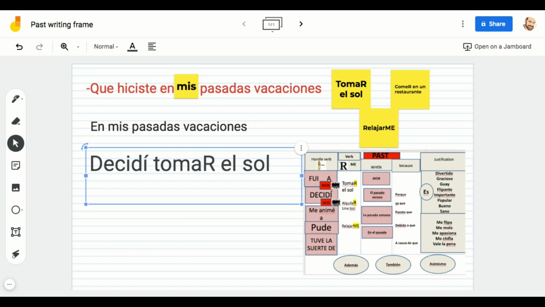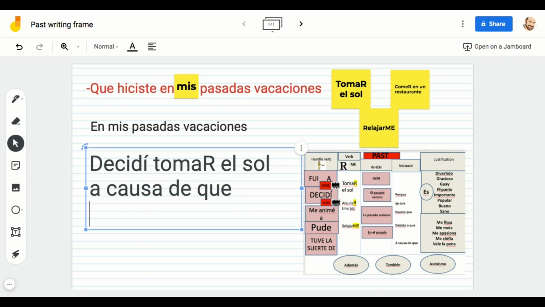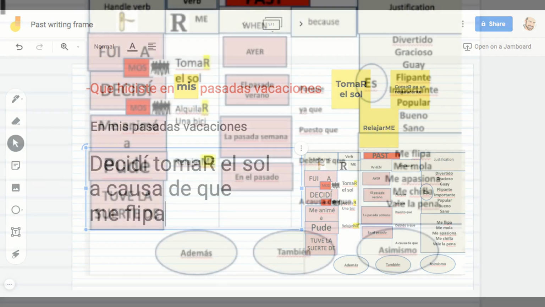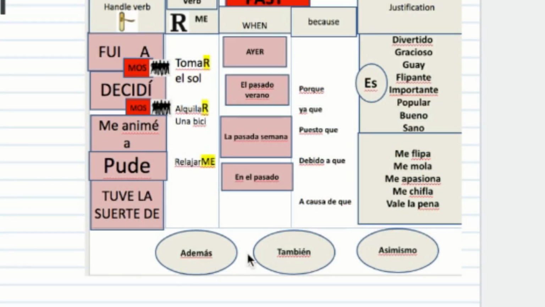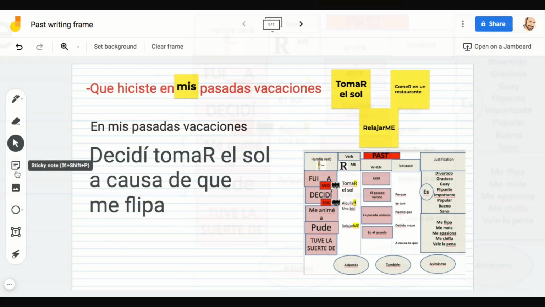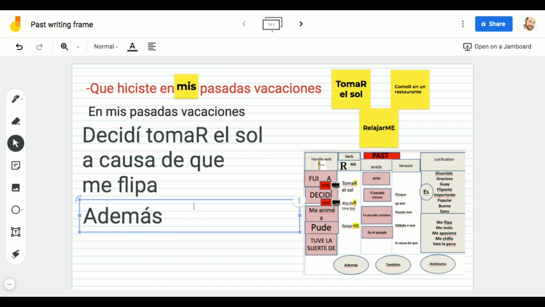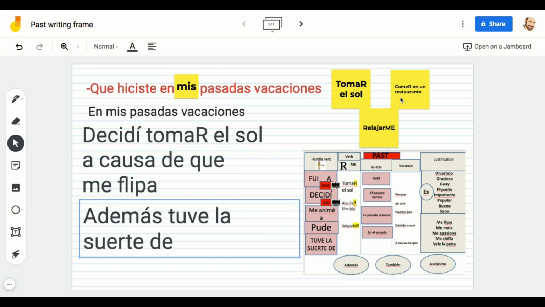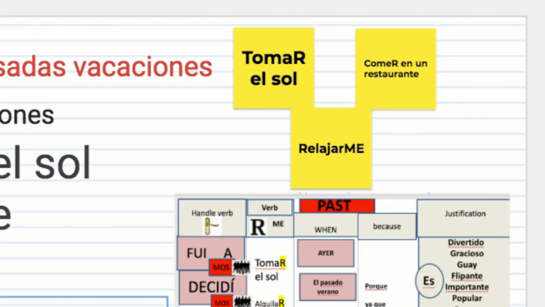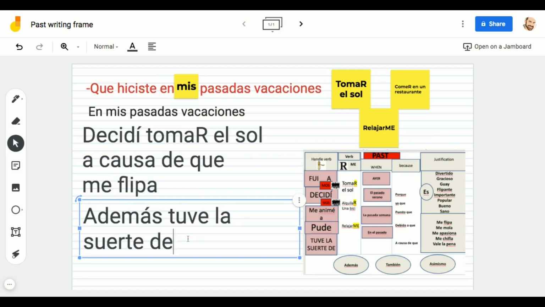Now I'm going to express why. I'm going to give a reason. I'm going to use a causa de que. That is the fourth column, a causa de que, because you love it. Me fui. After that, remember, you can also start a new sentence with además, también, o asimismo. In that case, I'm going to write down a new sentence: además. Now I'm going to use another handle verb from the beginning of the frame. In that case, I'm going to use tuve la suerte de. I was lucky to. So I'm going to write down tuve la suerte de, and now I'm going to use another verb that I jotted down at the beginning of my activity. Relajarme, for example. So I was lucky to relax.